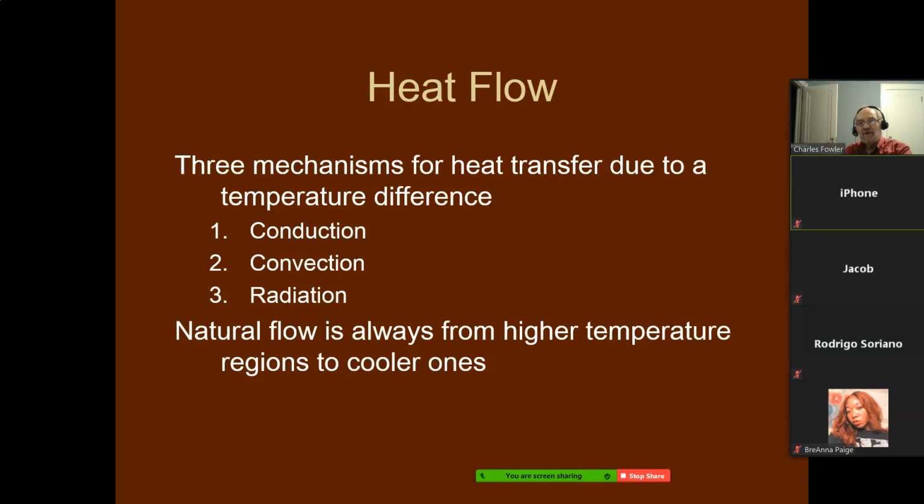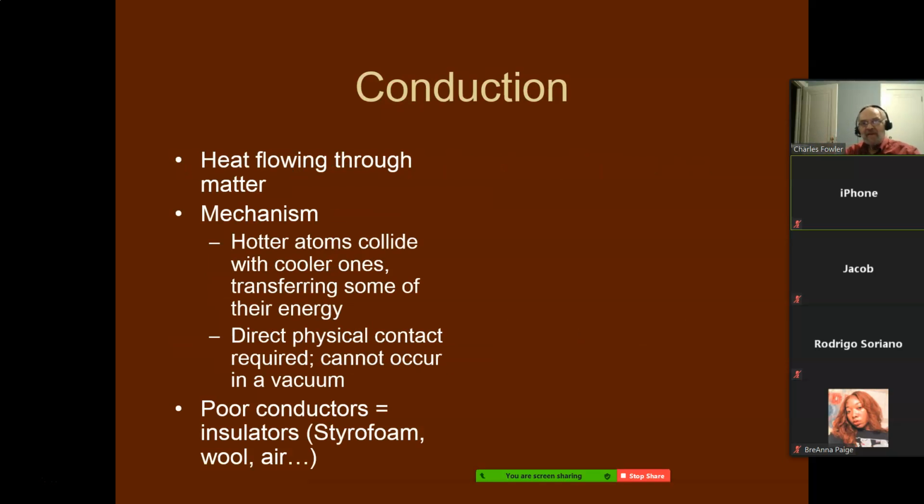Now, we're going to look at each of these different forms of heat flow separately. I'm real tempted to say what the difference is now, but let's look at them separately. First is conduction. That is heat flowing, which really it doesn't flow, it's not a material, through matter. What's the mechanism here? Well, here's what it is.